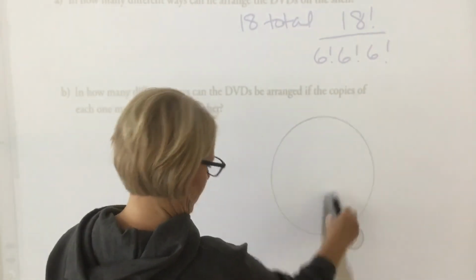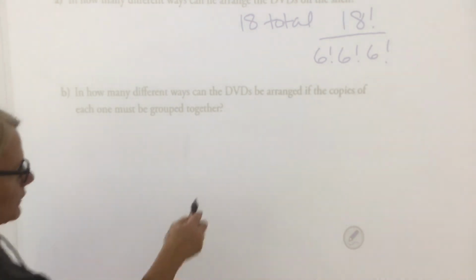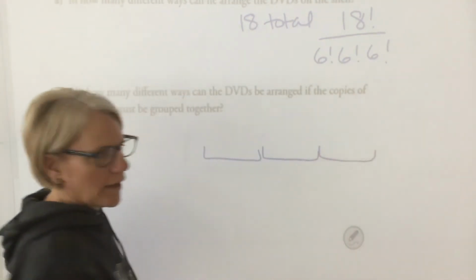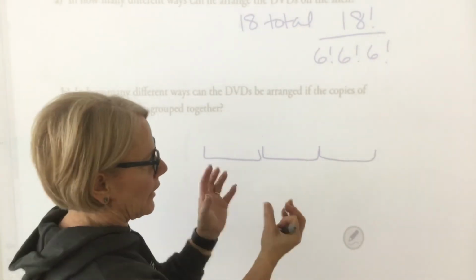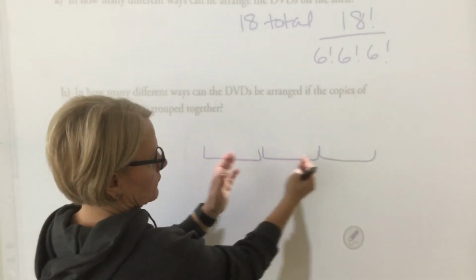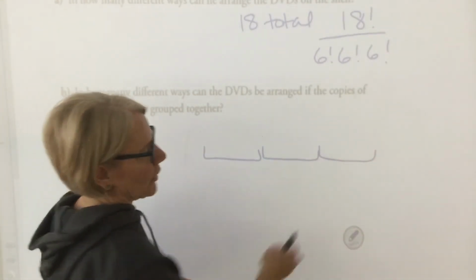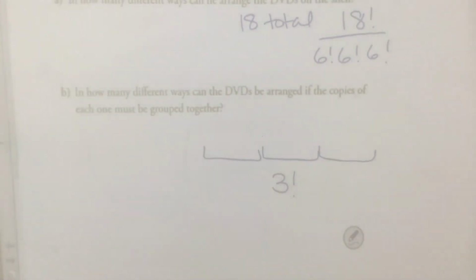Okay, now in part B though, in how many different ways can the DVDs be arranged if the copies of each one must be grouped together? So now we can think of it that if they stay together, so it'd be like when you buy that series and it's all packaged up in a group. So now these have to go together. So now you're really only thinking that I have 3 objects. So I would have 3 factorial ways of arranging those.